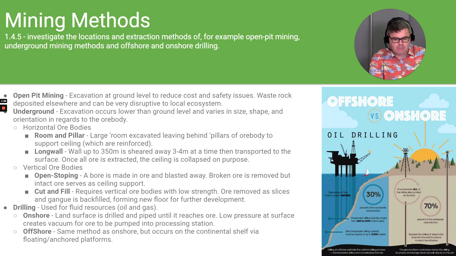So essentially how they get it back up is they use pressure. If we're looking onshore, it's drilled and piped until it reaches the ore. The low pressure at the surface creates a vacuum, so the ore, whether it's gas or oil, will naturally want to go up towards the surface where it's low pressure, and they maintain that vacuum. By maintaining the vacuum, they can continue pumping. So if you've ever seen old movies where they're looking at an oil drill and it suddenly starts spurting out oil at the top, it means they've struck oil, which is, you know, great for them because they're going to get paid. Big bucks.